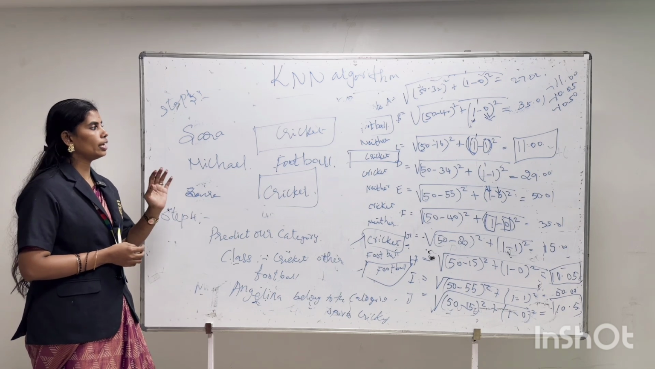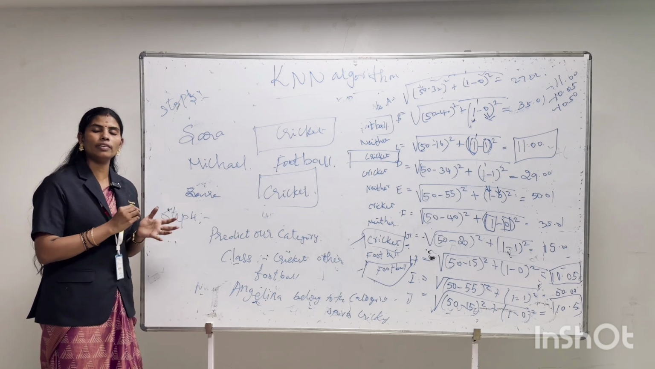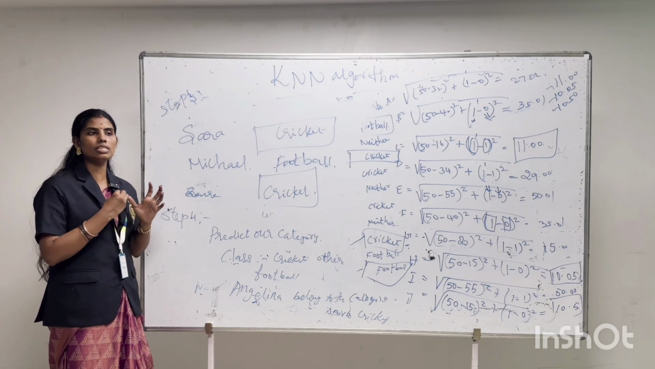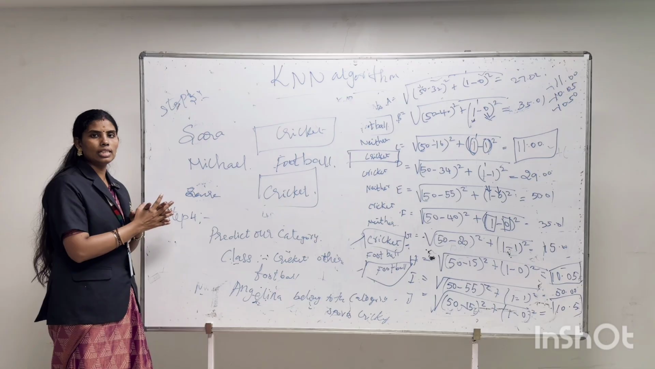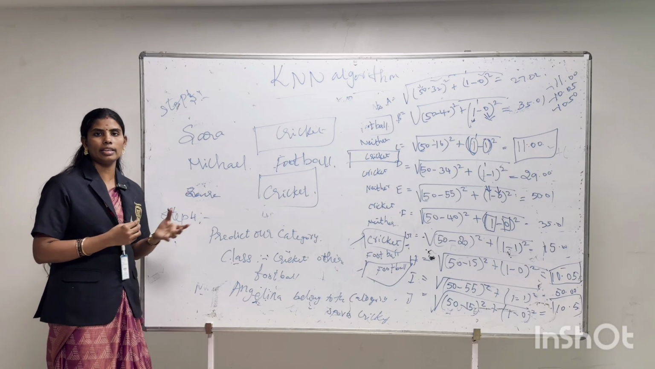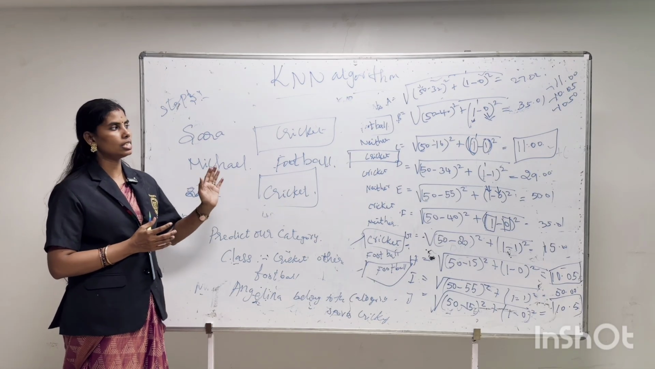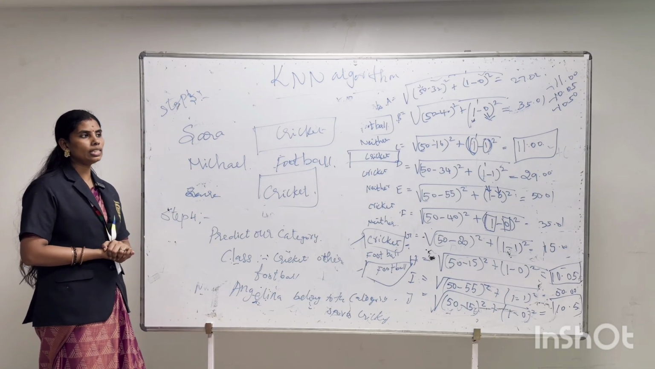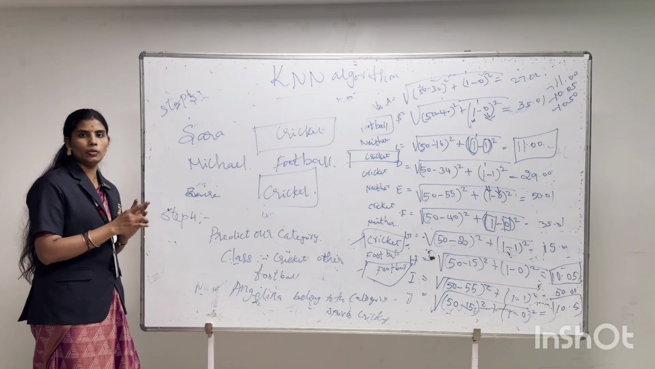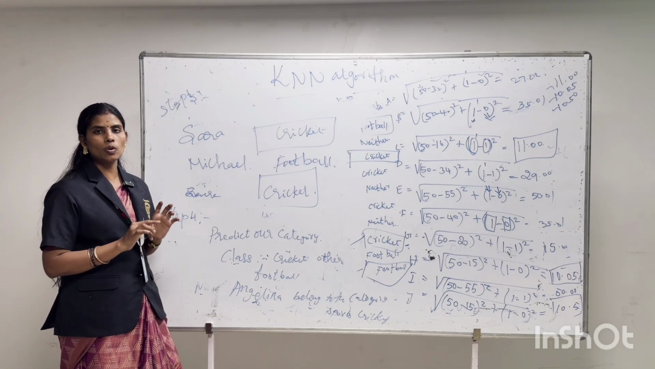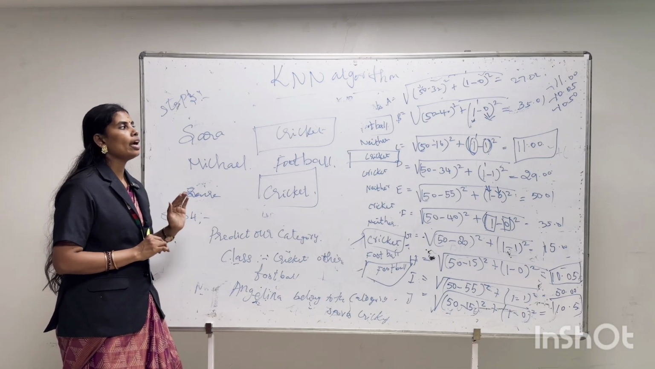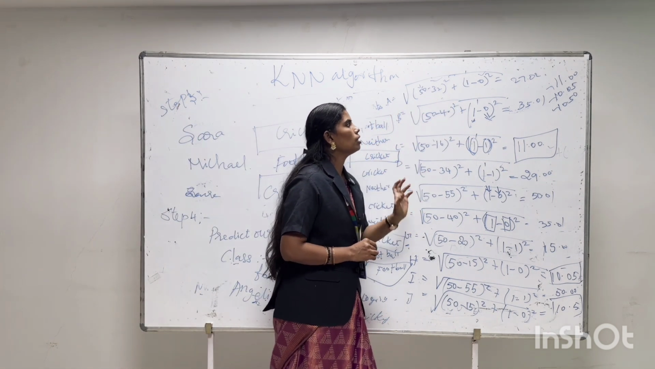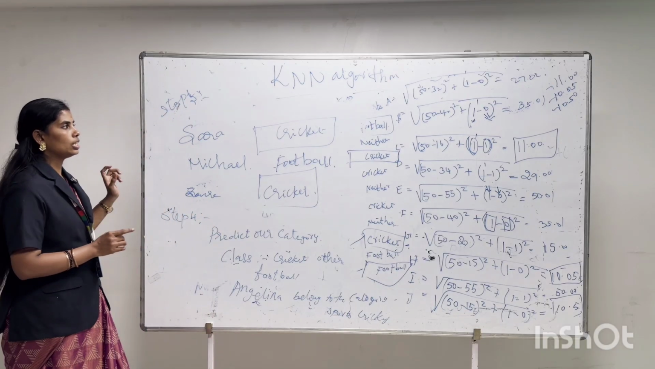Second step is we use the Euclidean distance formula. We calculate the distance between two points in the given input data sets or training data sets. The Euclidean distance formula is the square root of x2 minus x1 whole square plus y2 minus y1 whole square. After calculating for the different data points, we get a value for each. So that is our step 2.